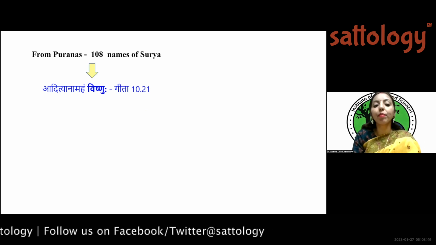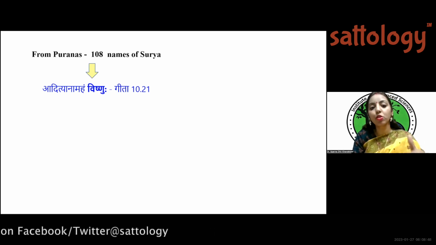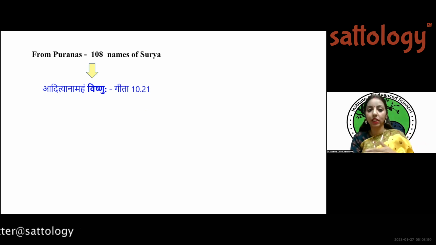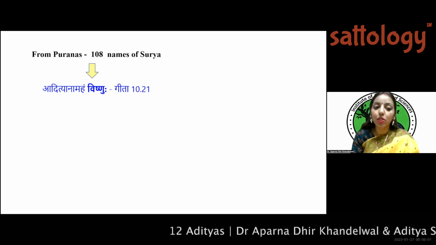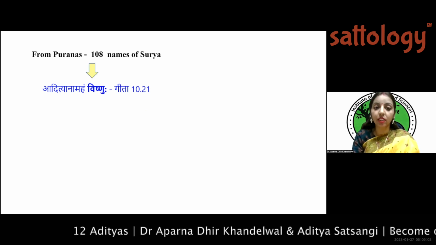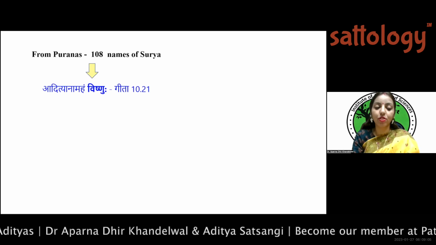श्री कृष्ण अपने आप को आदित्यों में विष्णु कह रहे हैं, और हमने अभी बहुत सारे नाम देखे 12 आदित्यास के। When we have seen the names of 12 Adityas, then this Vishnu is one of them. So how is this Vishnu related to Aditya? Now this is another question.